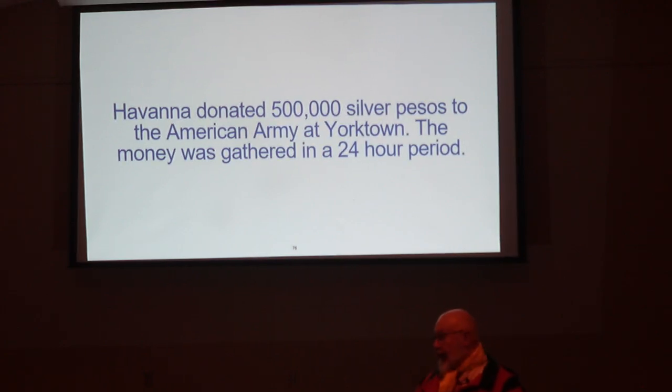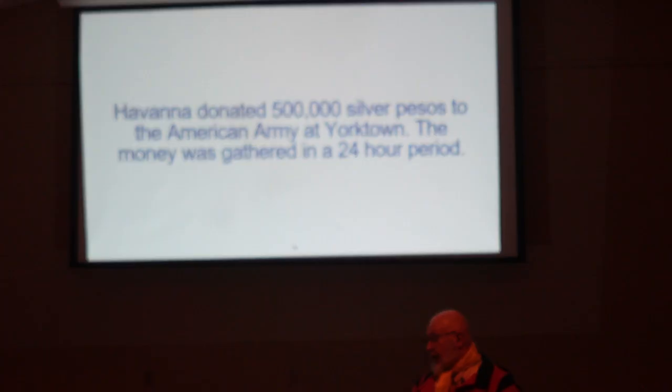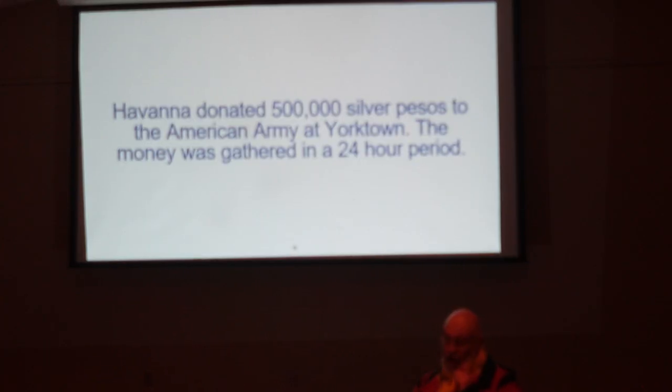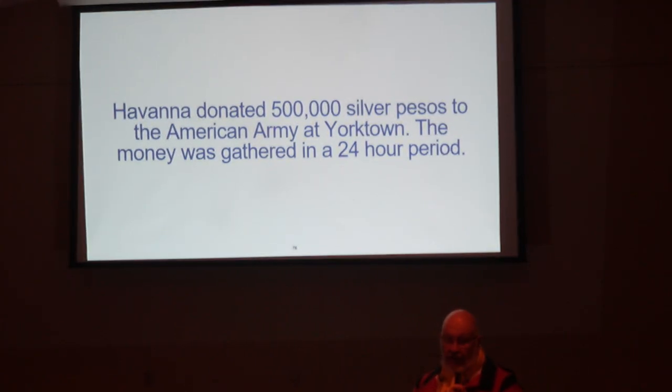Siege of Yorktown. The city of Havana donated 500,000 silver pesos to the siege of Yorktown. And what's amazing is they gathered those donations. This was not the Spanish government. They gathered donations in 24 hours. This is before Cash App. This is before all the modern ways of transferring money. They got 500,000 silver pesos to ship to the Americans in 24 hours.